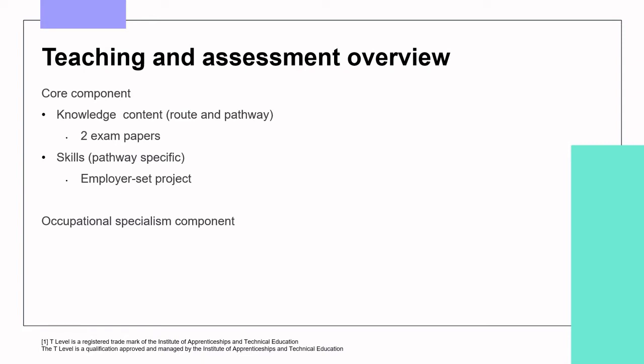Then there's the skills content, which is pathway specific, although you may see some similarities in the skills for the different pathways. Now, when all of the core component has been delivered to your students, then they can sit the 2 assessment subcomponents, for the knowledge content and the skills content. The knowledge content is assessed via 2 exam papers, and the skills assessed by a scenario-based project.